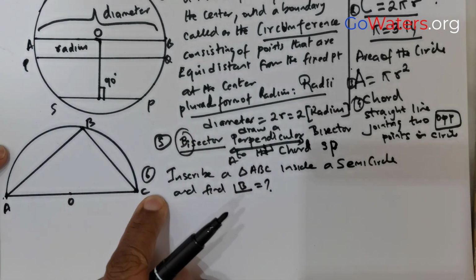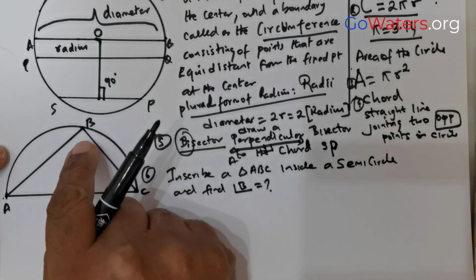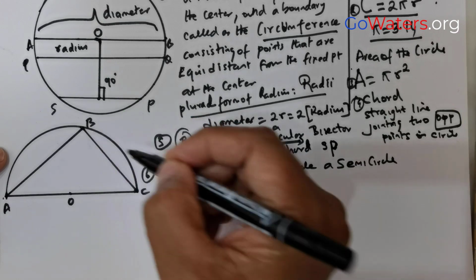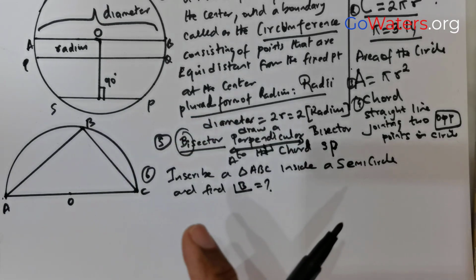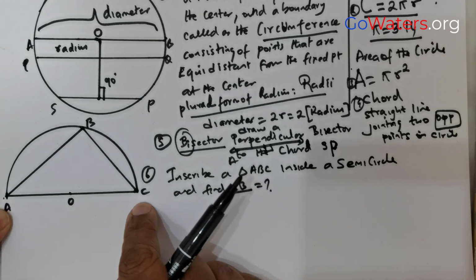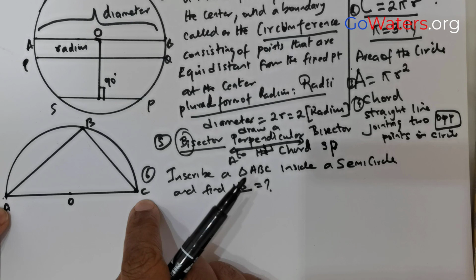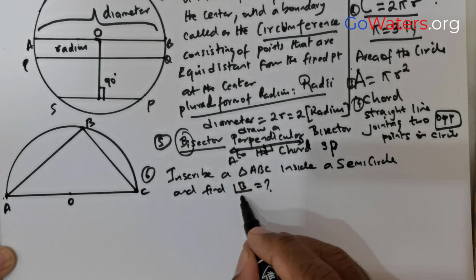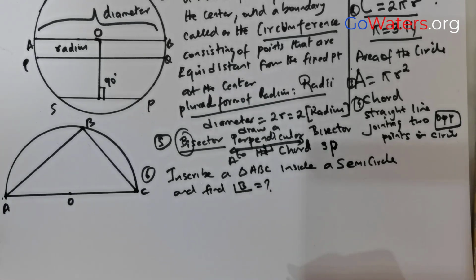AC is the diameter, right? But the triangle has one of its vertices, B, on the circumference. Of course, A and C are also vertices of this triangle. The only thing is that A and C are the diameter for this particular circle, O, right? Now the question is, it wants us to find the angle B. Pause the video and think for a minute and let me know what is this angle B. Can you guess?